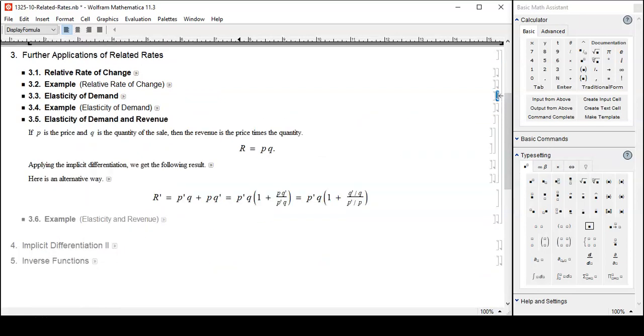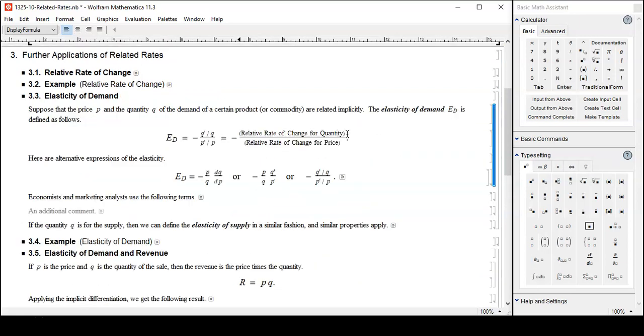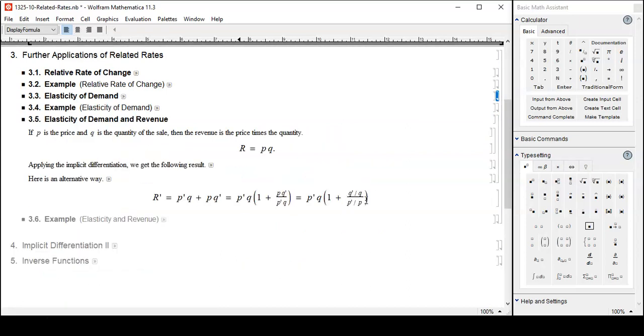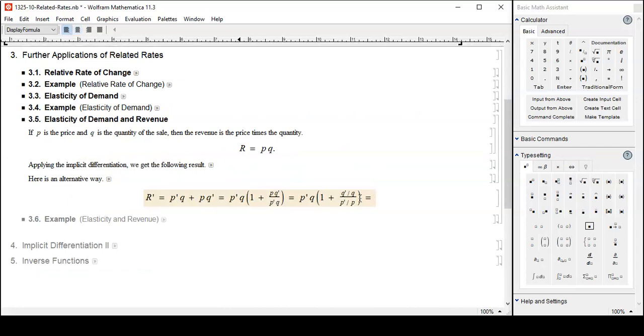No, not this. Right here. That's the elasticity, except that we have the negative sign here. The negative of Q prime over Q over P prime over P. Here, Q prime over Q, P prime over P. So this entire thing is negative of E. So 1 minus the elasticity.